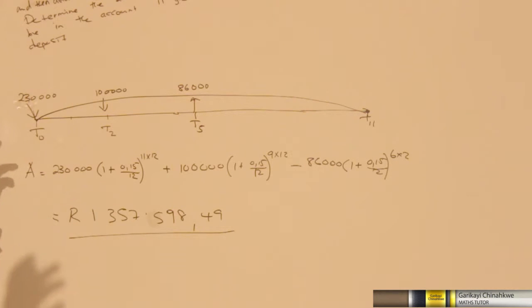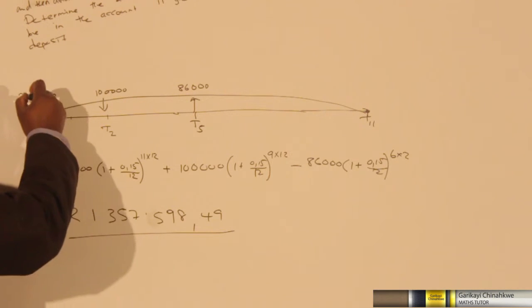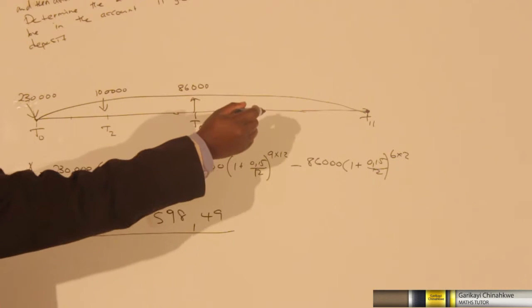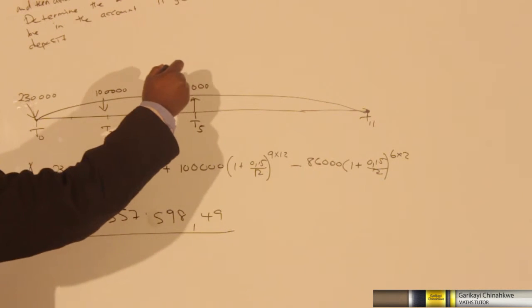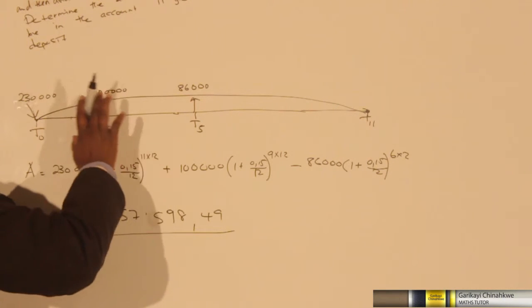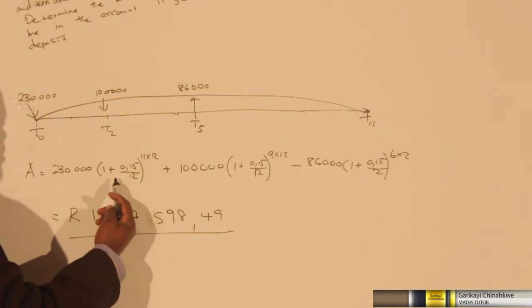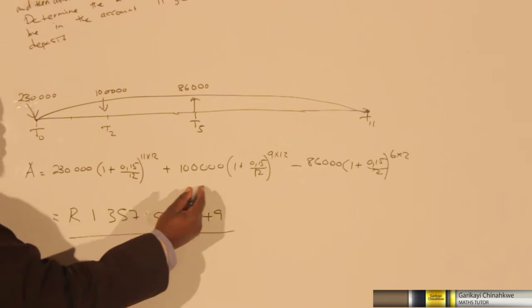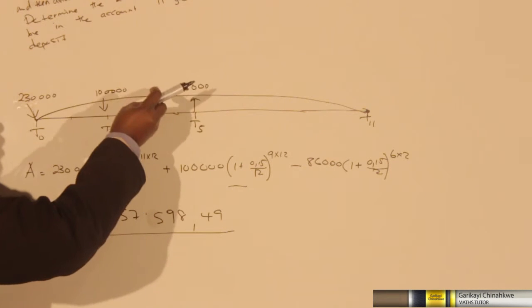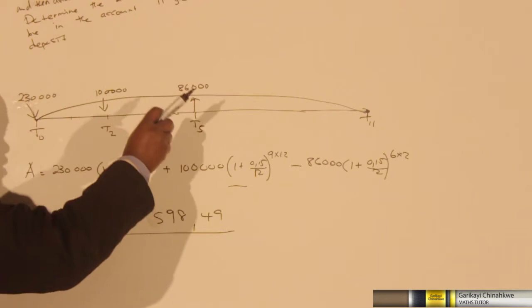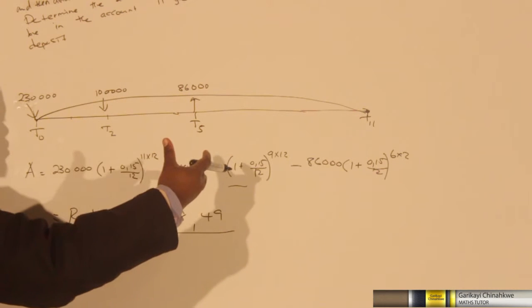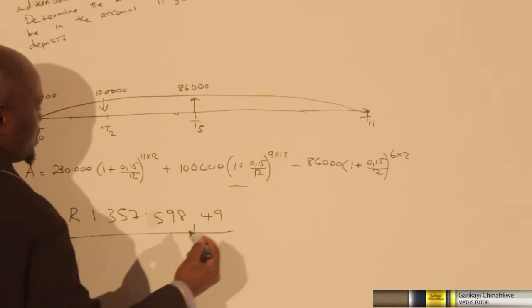So let me just explain. First of all, every deposit that goes into the account, you must grow it. Like 230,000, you grow it. This is how you grow it. This is another deposit, you grow it. But the withdrawal, you are supposed to subtract it, but you must grow it as well. Subtract, then grow it. Then this is the amount at the end.